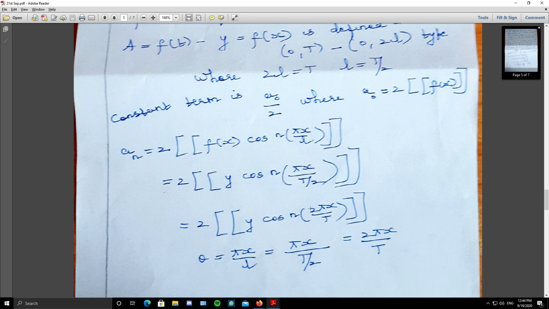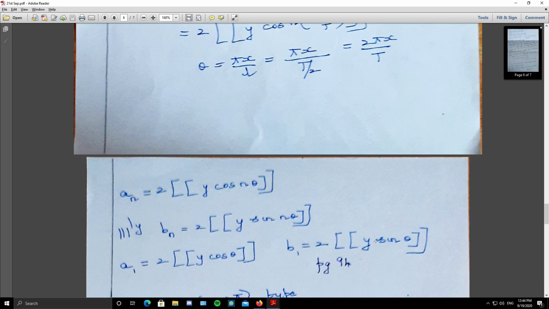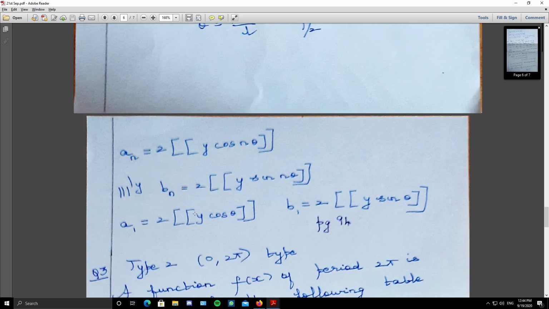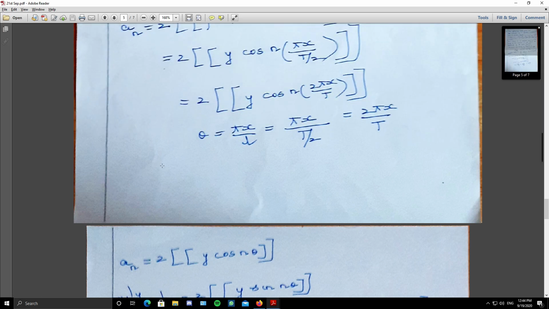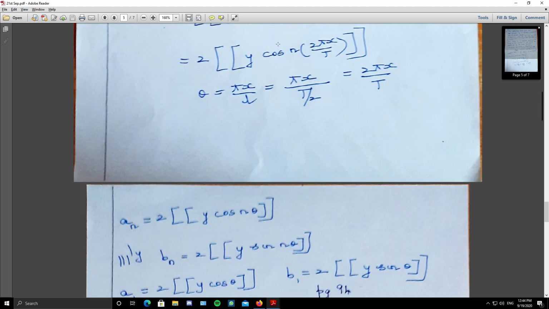So I told you, whenever you have 0 to L type, define theta. So theta is pi x by L, pi x by T by 2, that is 2 pi x by T. Then what are you asked to find? The first harmonic. So just write what is a n: 2 times the mean of y cos n theta. What is b n? Similarly b n, just replace cos by sine.